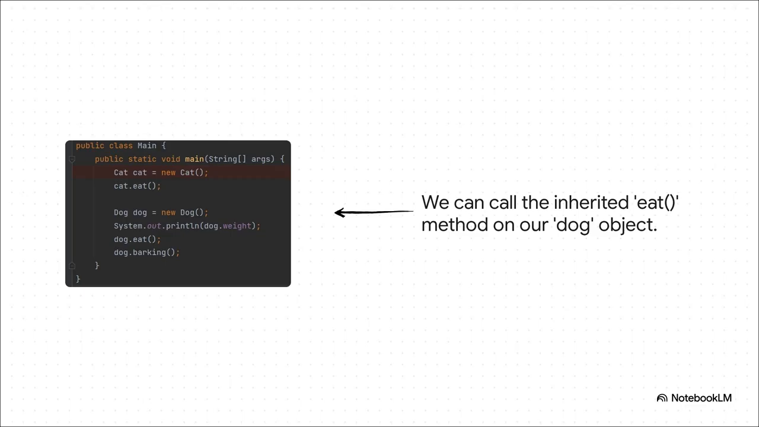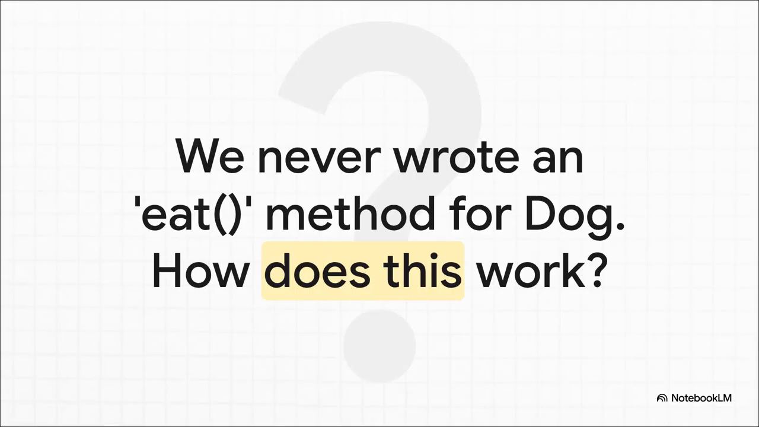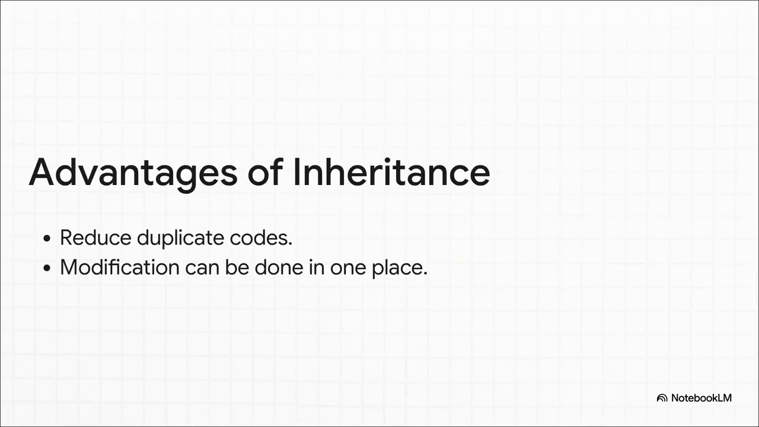So what that means is, in our main program, we can create a new dog object and simply tell it to eat by calling the dog.eat method. But wait a minute. If you look back at our dog class, it's basically empty. We never actually wrote an eat method for it. So how in the world does the program know what to do? The answer is, it works because the dog class inherited it from the animal class.